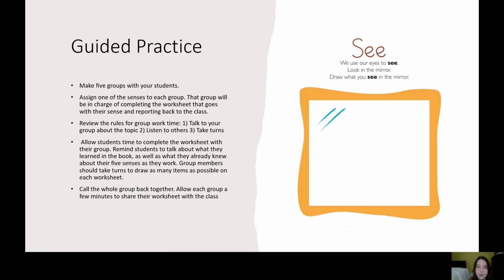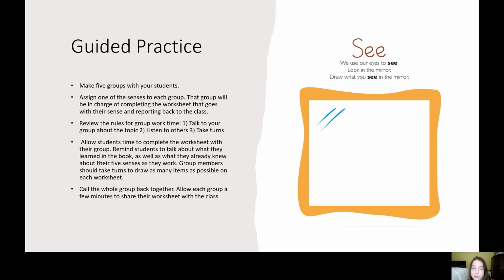Guided practice. So you're going to make five groups with your students, and you're going to assign one of these senses to each group. The group will be in charge of completing the worksheet that goes along with their sense and reporting back to the class. You're going to review the rules for group work time, which are talk to your group about the topic, listen to others, and then take turns.